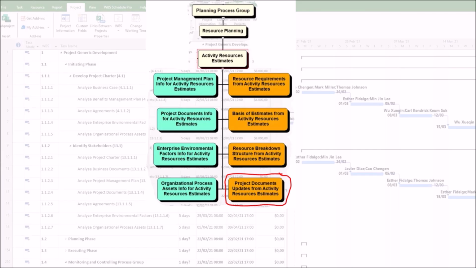How important is the project documents updates output in the estimate activity resources process? The project documents updates output is critically important in the estimate activity resources process. It is not a minor administrative task but a core activity that ensures the project's knowledge base remains current, accurate, and useful for future processes and for maintaining control. Here's a detailed breakdown of why it's so important.